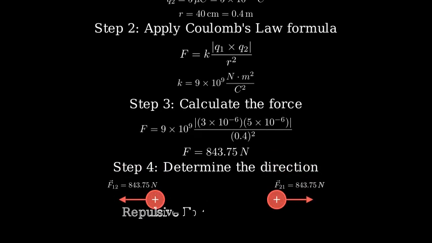Step 4. Determine the direction. Since both charges are positive, like charges, they will repel each other. So the force on each charge is directed away from the other charge. Therefore, the electrostatic force between the two charges is 843.75 newtons, acting along the line joining them, with each charge experiencing a repulsive force away from the other.